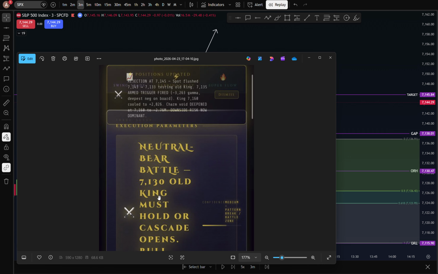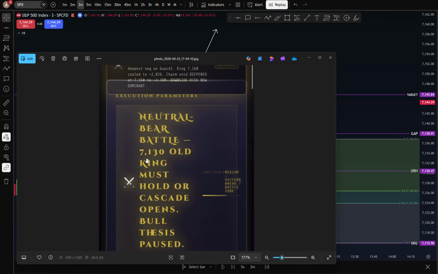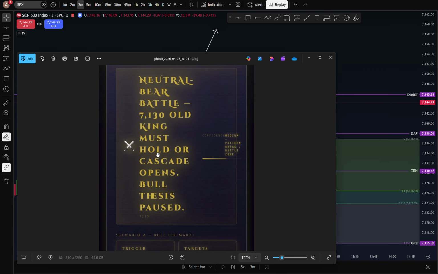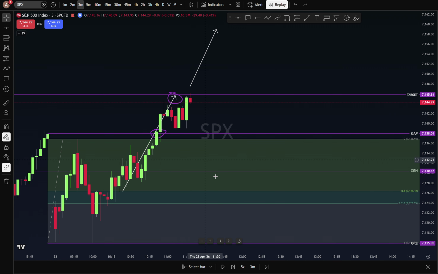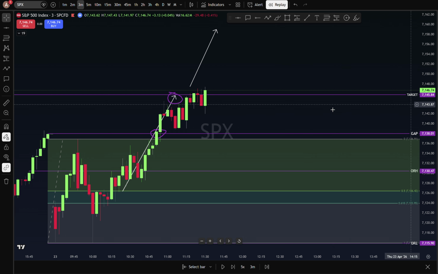By 11:55 we get another update. It says 71.30 old king must hold, and or cascade opens. So basically saying, let's go to 11:55, and I'm gonna explain. You see it keeps rejecting. Okay, this level was a very crazy level, this 71.45. Now look at the second rejection, you see, rejecting very crazily.